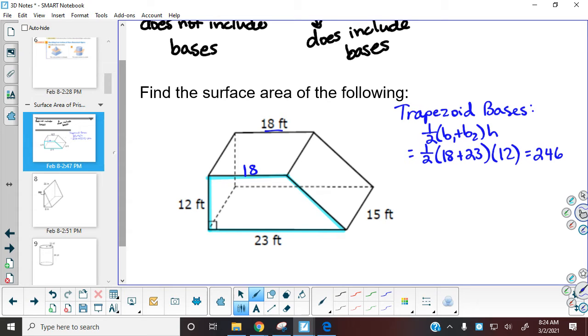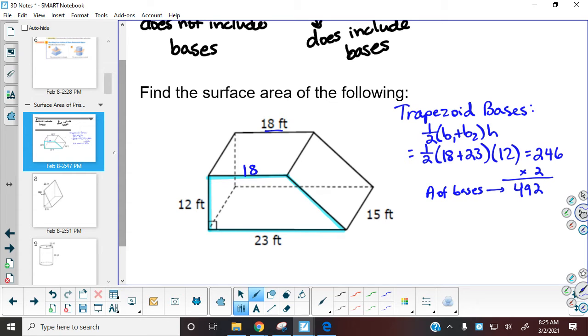Now, keep in mind, there's two of them. So we're going to multiply that by 2, and that gets us a value of 492. Again, that represents the area of both bases. Now, you don't have to worry about labeling that, but that's just to help us keep track as we go.